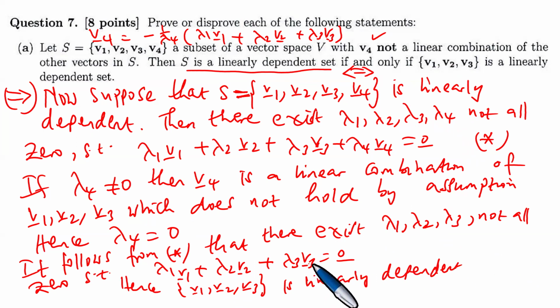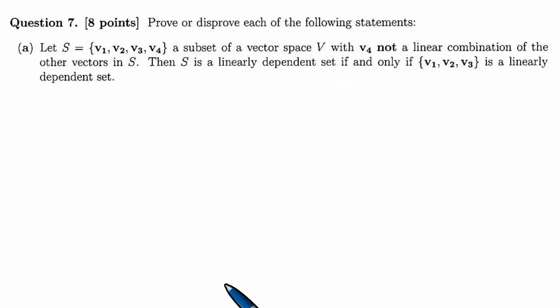And therefore, if they're not all 0, it means we have a linearly dependent set. Right, a linearly dependent set.